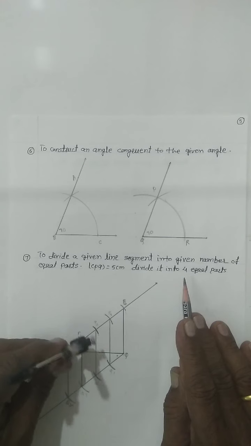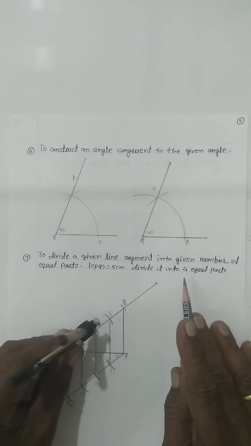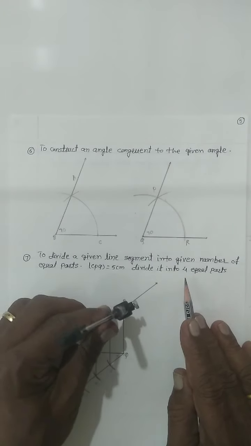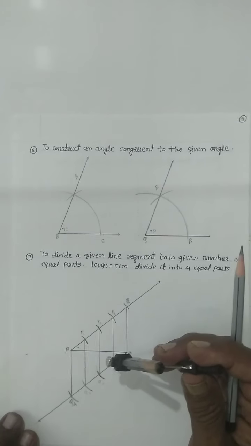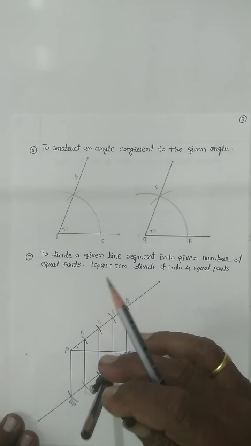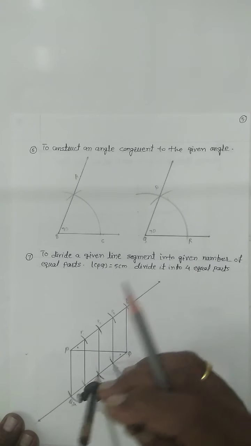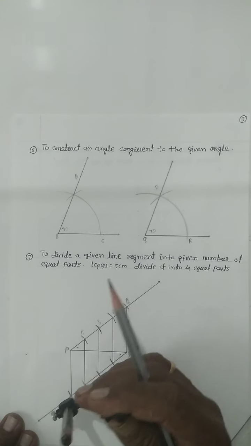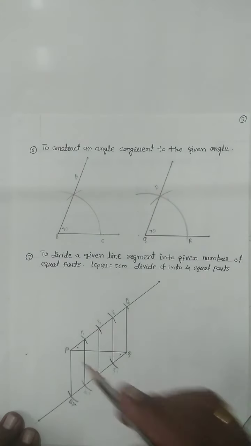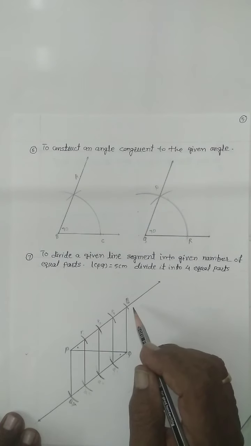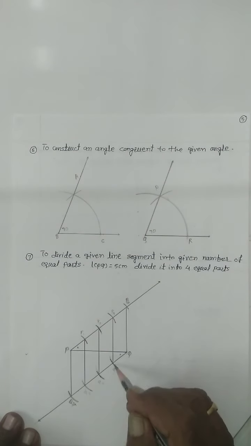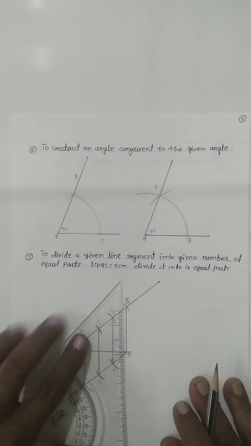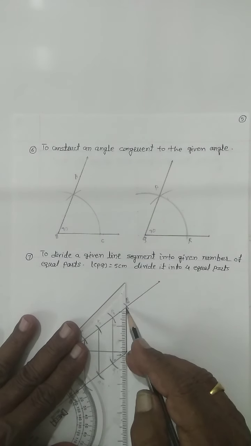Now we want to draw 4 equal parts, so draw 4 arcs on this ray: 1, 2, 3, 4. Similarly, we can draw from the point Q, and the distances are the same: 1, 2, 3 and 4. Now write down the names of these points P1, P2, P3, P4. Then Q, Q1, Q2, Q3, Q4.